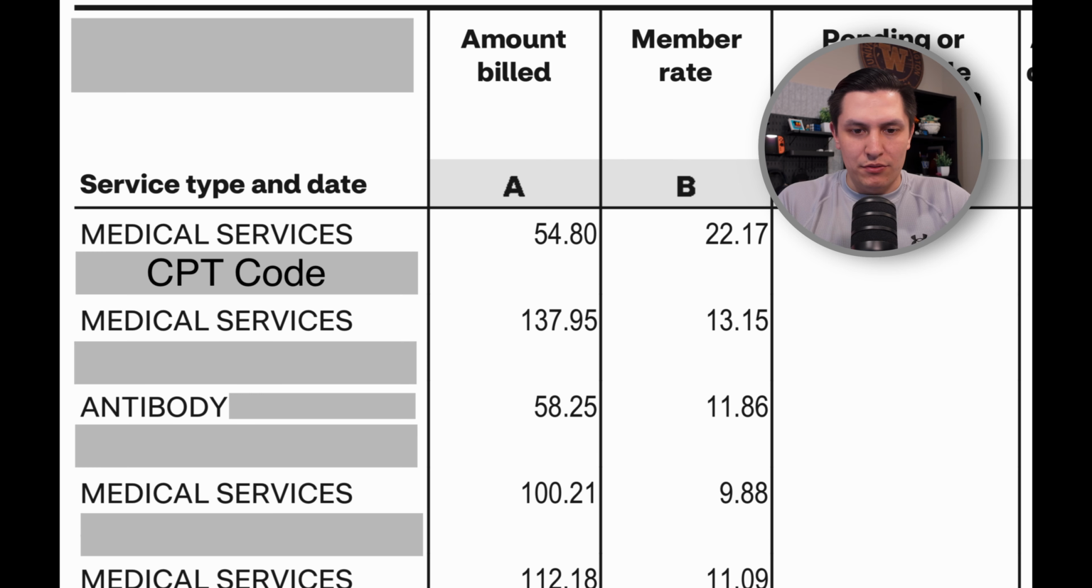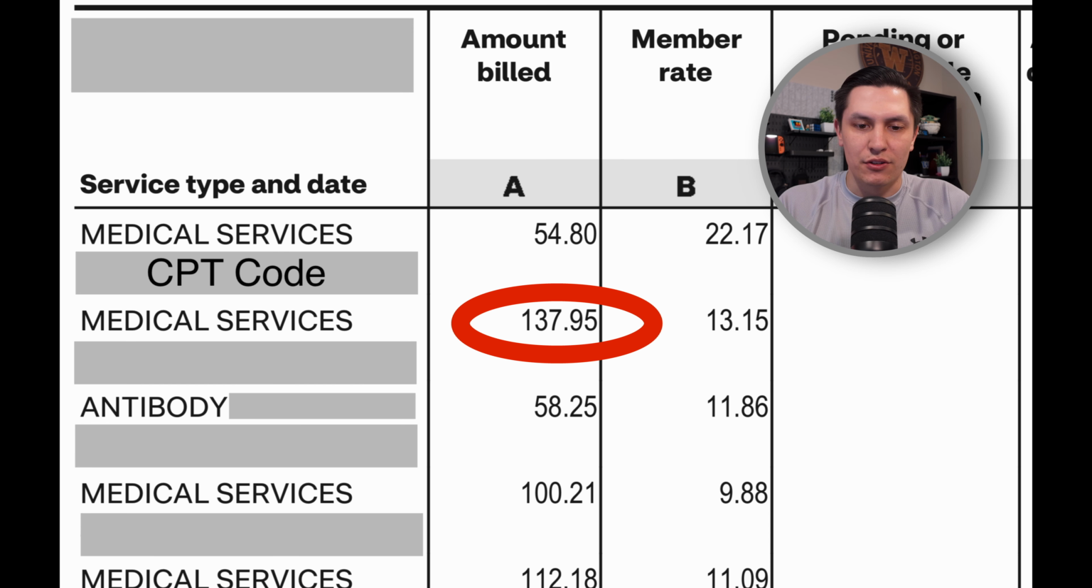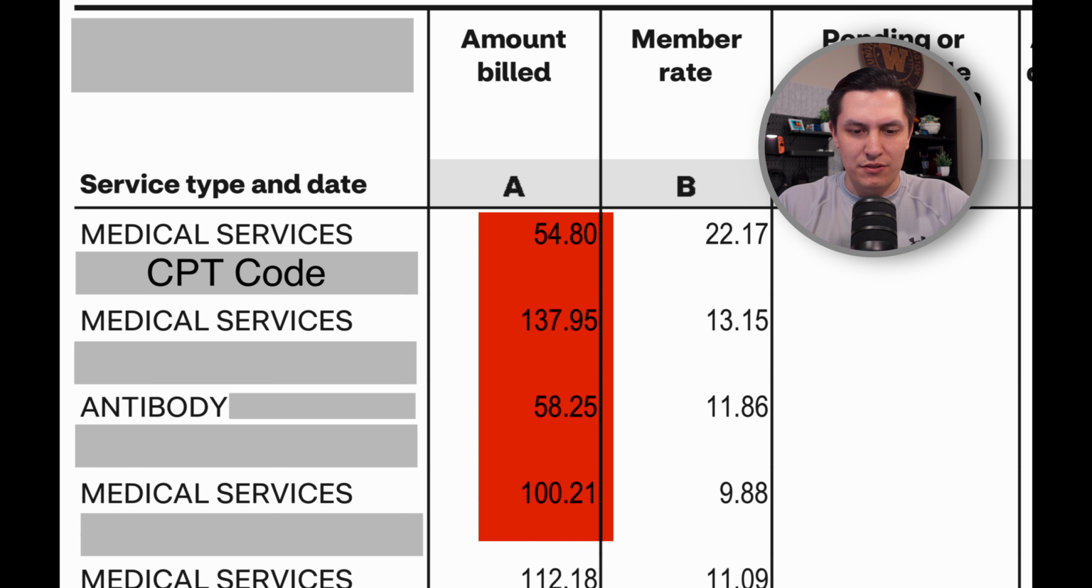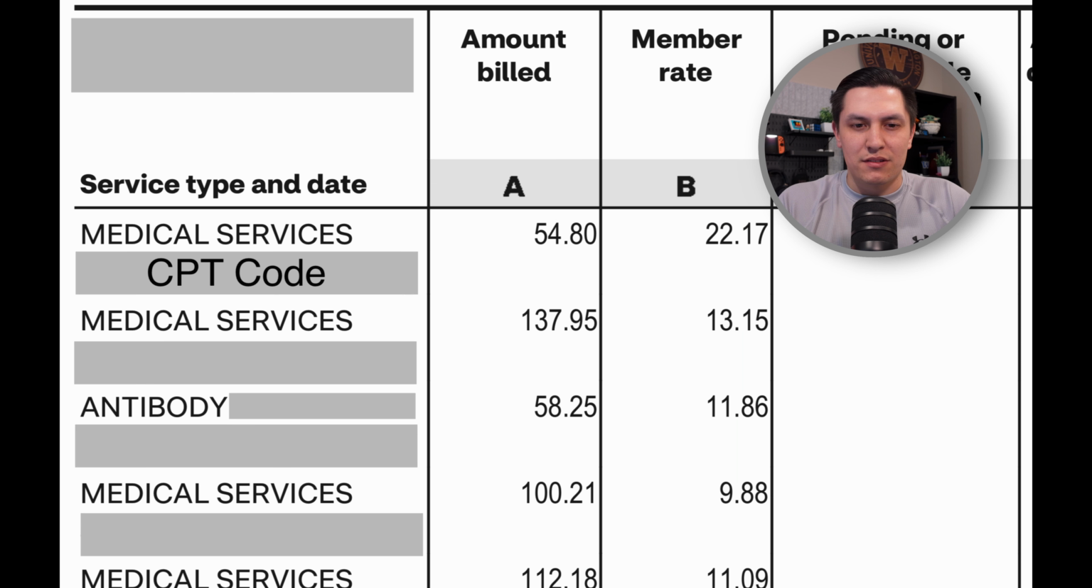Now let's look at the billed amount. You'll see that first number, 5480, and then the member rate of 2217, and then the next line down, 137.95, and the member rate of 1315. And you'll notice that these numbers are drastically different. The billed amount is much higher in all cases than the member rate. And this is the first gotcha of an explanation of benefits. The amount billed is not actually a real number. Those numbers are inflated and not what an insurance company will ever pay, not what any person should ever pay.